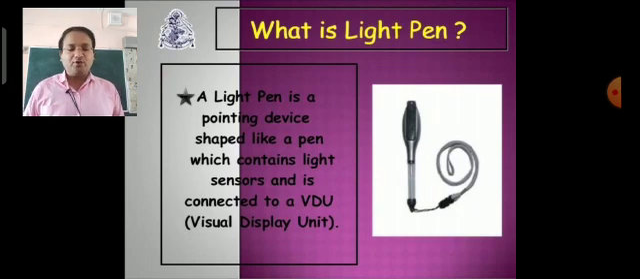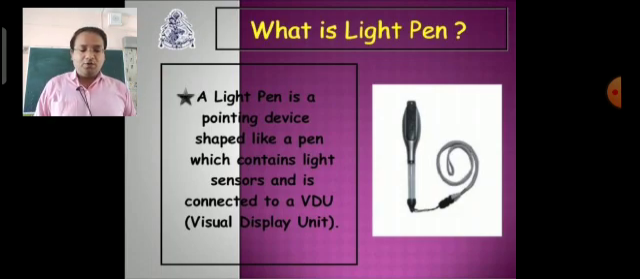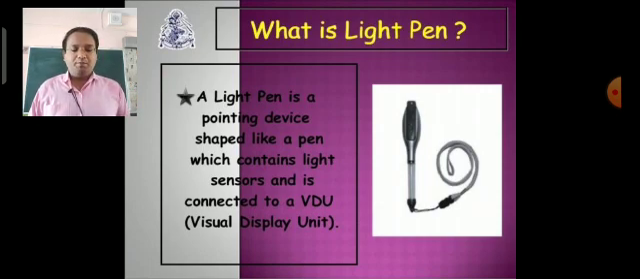So what is the use of a light pen? It is also a pointing device. It can be used in place of a mouse for choosing a menu option, making drawings and graphics. Light pen is mainly used by architects, engineers and designers.